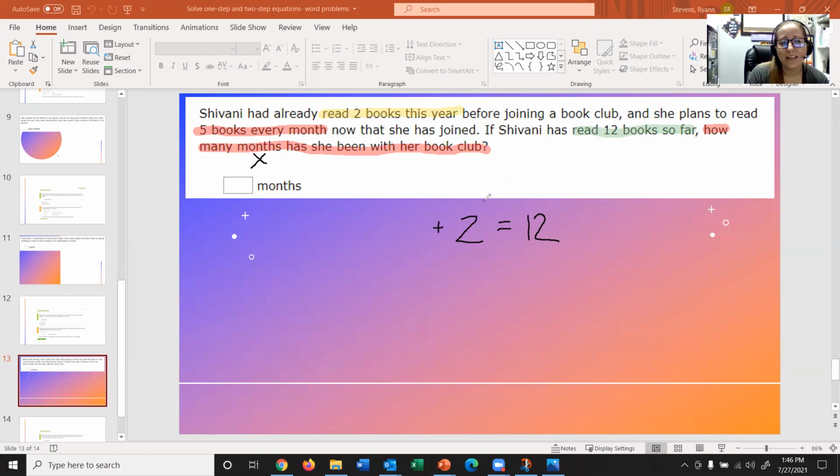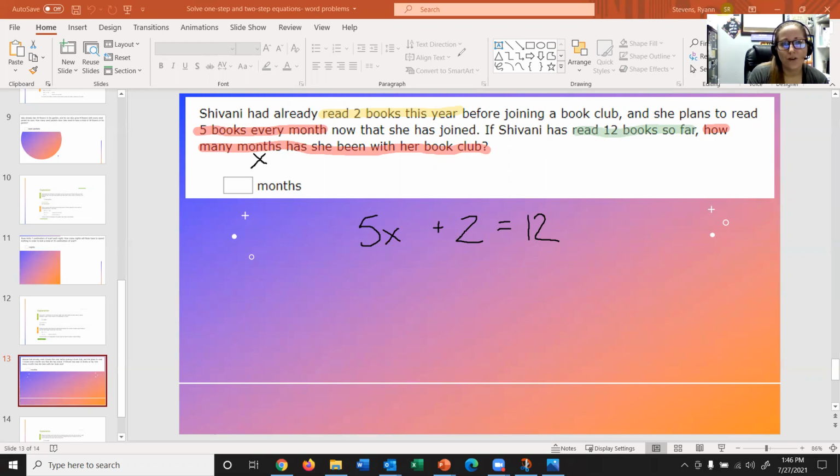And she plans to read 5 books every month, but we don't know how many months just yet. So we're going to represent that by X. We want to know how many months she's been with this book club. Now we have a 2-step equation and we can start solving.